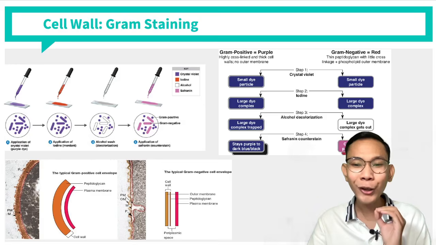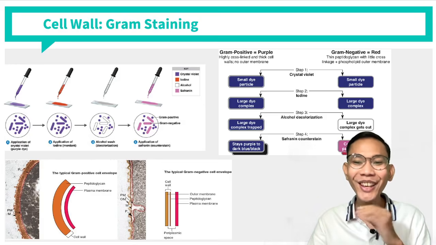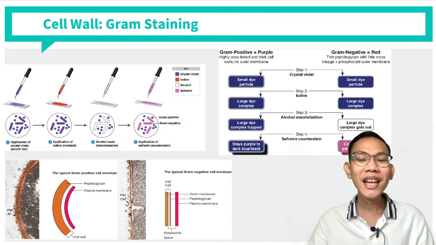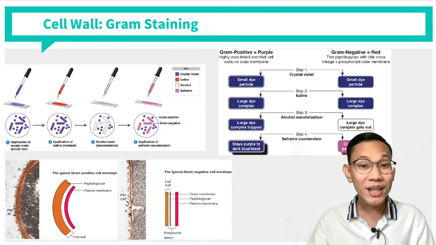Your large dye complex gets out. So in short, it becomes colorless. Since, diba, purple, naging colorless because of your decolorizer. What will happen? You will now add your secondary stain. Your secondary stain is safranin. What is the color of your safranin? Your safranin is color red.